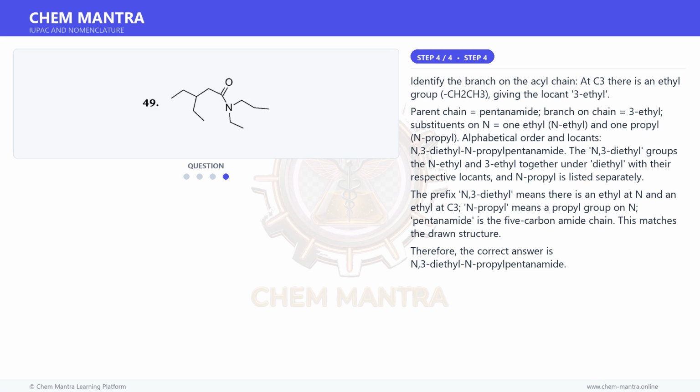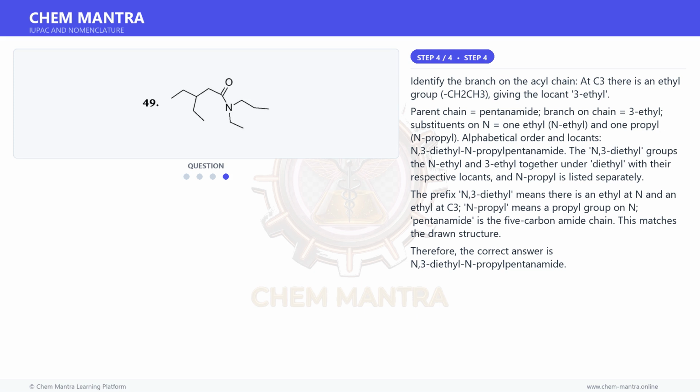Parent chain is pentanamide, branch on chain is 3-ethyl, substituents on N are N-ethyl and N-propyl. Alphabetical order and locants give N,3-diethyl, N-propyl pentanamide. The N,3-diethyl groups the N-ethyl and 3-ethyl together under diethyl with their respective locants, and N-propyl is listed separately.